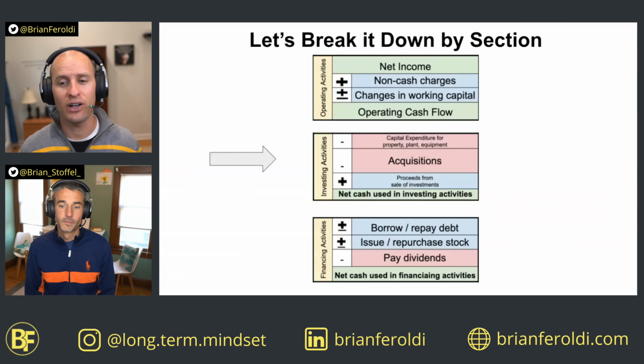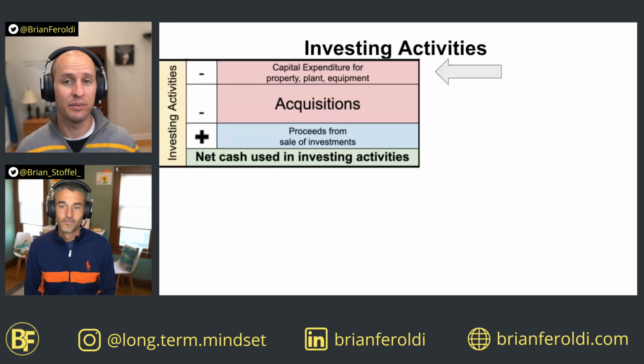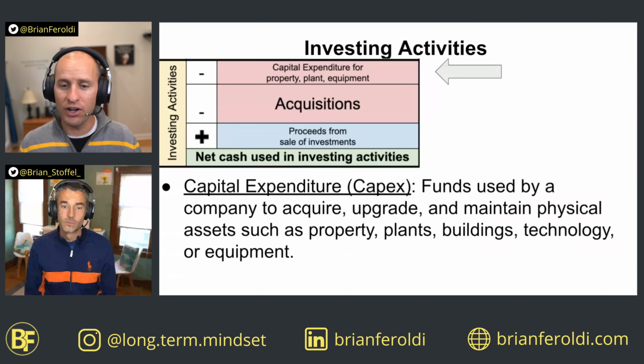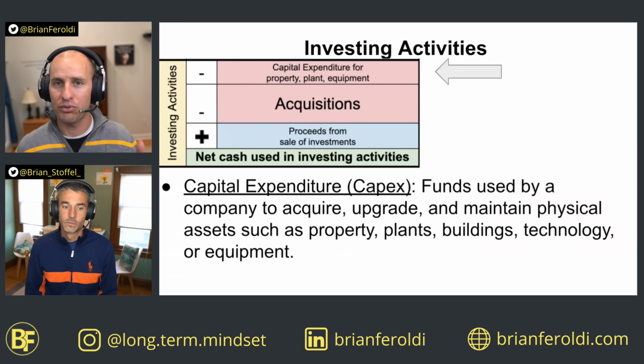Next, let's take a look at investing activities. The first line item in investing activities is an important one. It's called capital expenditures related to property, plant, and equipment. This is more commonly called CapEx. And this is the funds that a company uses to buy, upgrade, or maintain its physical assets. And that can include property, machinery, buildings, technology, or equipment, etc.